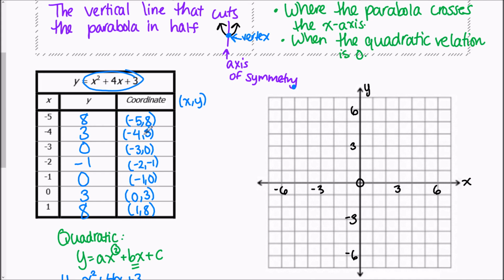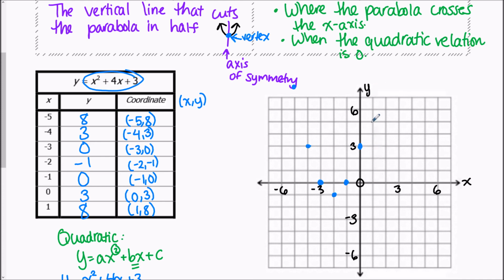The next coordinate is -4, 3. So I'm going to go to the left 4 and then up 3, and that's where my coordinate's going to be. The next one, I'm going to go to the left 3 and stay at 0 because it says 0, so I don't go up or down. The next coordinate that I have is -2, -1. Then I have -1, 0, so I'm going to go to the left 1 and stay at 0. Then I have 0, 3, so I'm going to stay at 0 and go up 3. And then lastly, I have 1, 8, so I'm going to go to the right 1 and up 8.